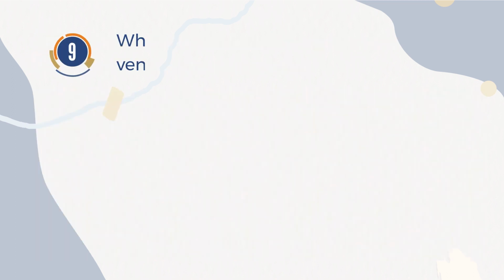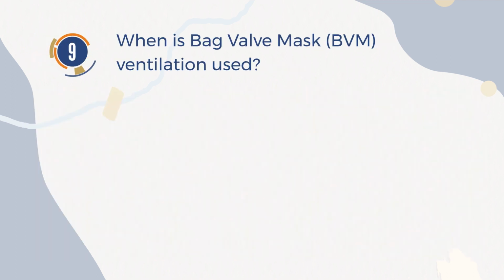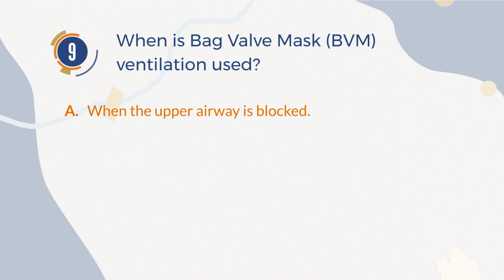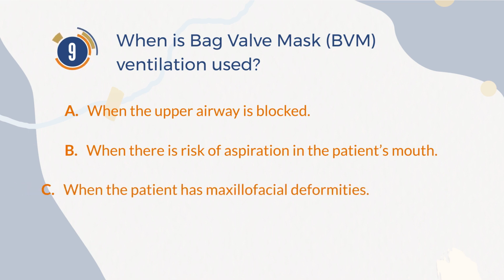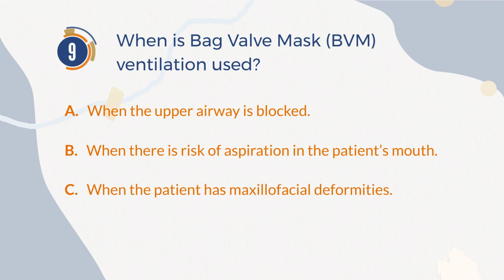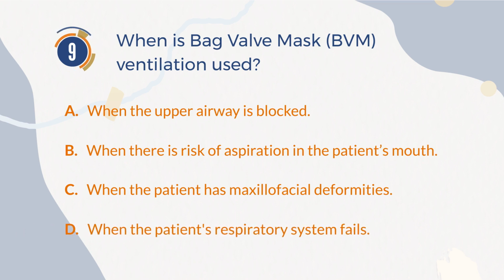Number 9. When is bag valve mask, BVM, ventilation used? A. When the upper airway is blocked. B. When there is risk of aspiration in the patient's mouth. C. When the patient has maxillofacial deformities. D. When the patient's respiratory system fails. The correct answer is D.